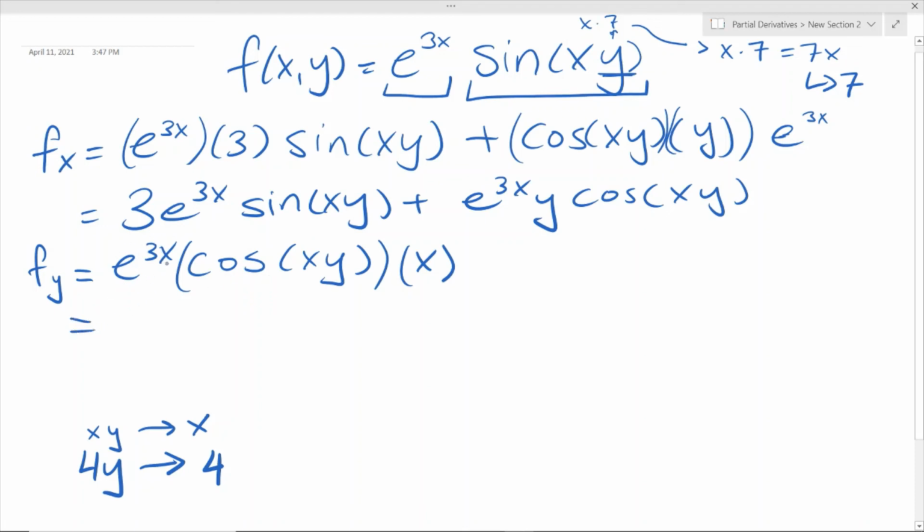So now we just have to simplify it. So e to the exponent of 3x times x times cos xy. Just rewrite it like this, and we are done.